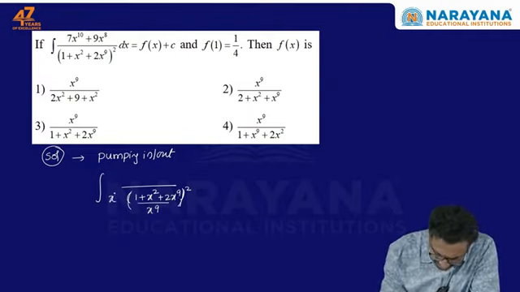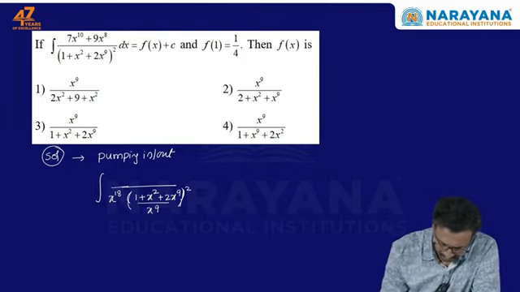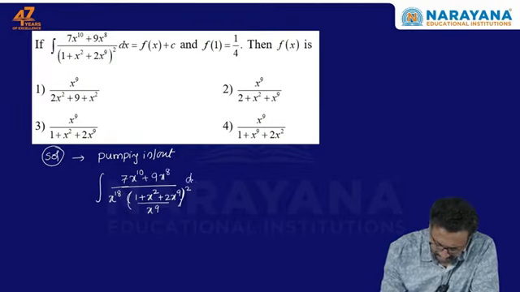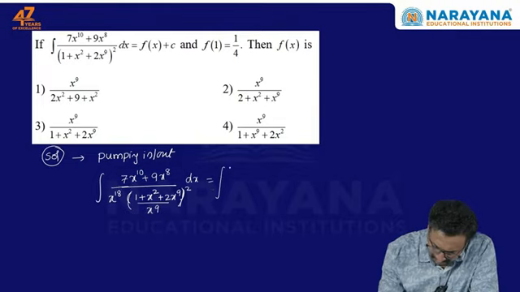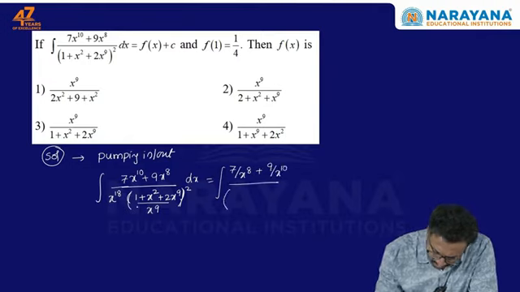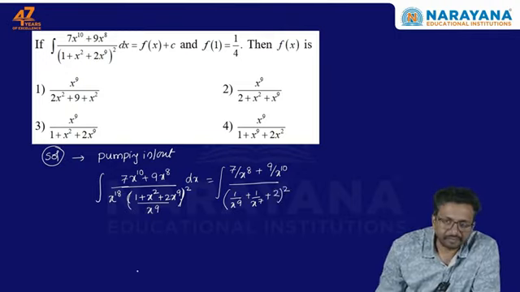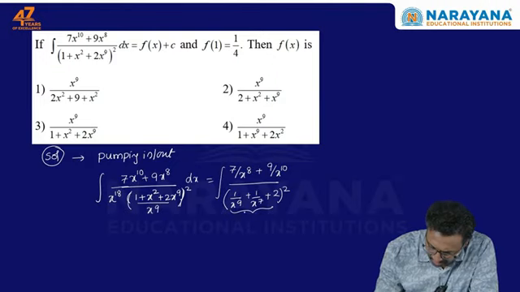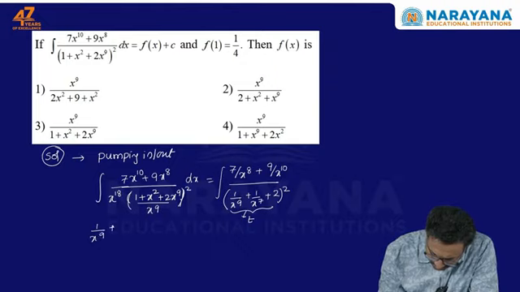So x power 18 is going to come out. So 7 x power 10 plus 9 x power 8 dx. So this will become integration of 7 by x power 8 plus 9 by x power 10 divided by, in the denominator you will have 1 by x power 9 plus 1 by x power 7 plus 2 whole square. So if you carefully observe the denominator, if you take this as t, what is the differentiation of this? 1 by x power 9 plus 1 by x power 7 plus 2 is equal to t.